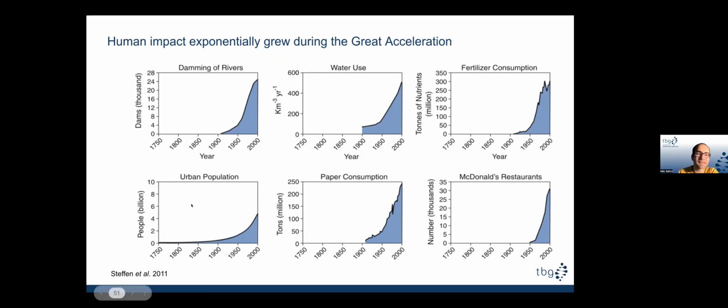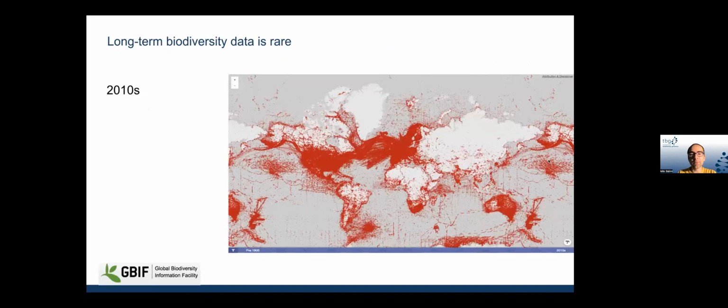Human population is skyrocketing thanks to good health care. And in general, we are consuming many more resources. On one hand, this is a very nice thing. So we are, as humanity, living in fairly nice times compared to earlier historical times. But this is also putting a tremendous pressure on biodiversity. We don't understand these pressures very well because we don't have very good temporal biodiversity data.